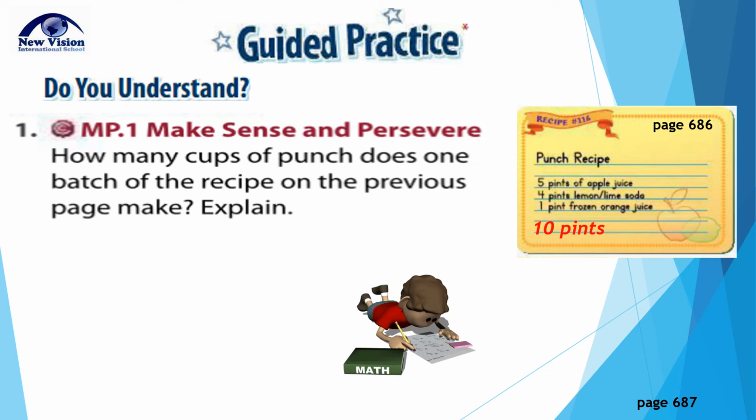Then, let's convert. In 1 pint, there are 2 cups. So we multiply 10 by 2. So 10 times 2 equals, correct, 20. So the answer is 20 cups.